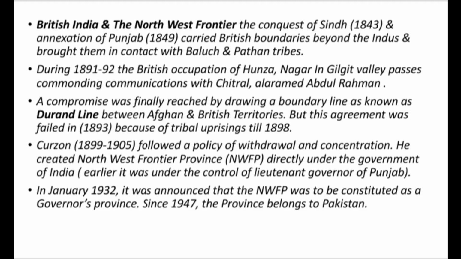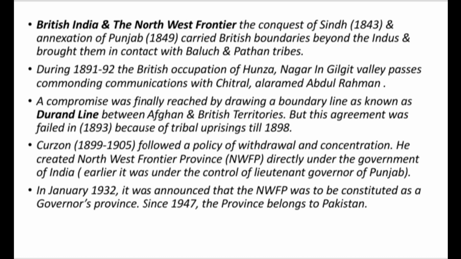Now, British India and the Northwest Frontier. Successive Indian rulers tried to reach out to this region lying between the Indus and Afghanistan in their search for a scientific frontier. The conquest of Sindh in 1843 and the annexation of Punjab in 1849 carried British boundaries beyond the Indus and brought them in contact with Baloch and Pathan tribes, who were mostly independent, but the Emir of Afghanistan claimed nominal suzerainty over them.